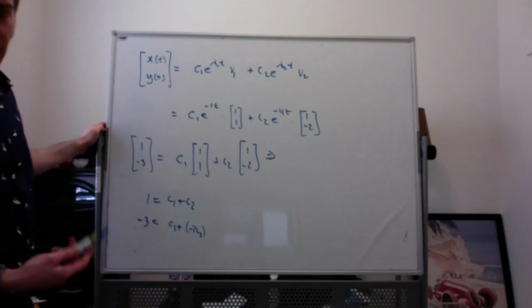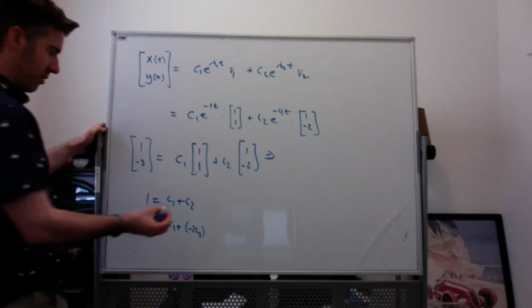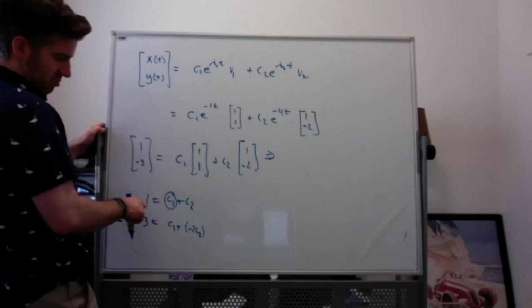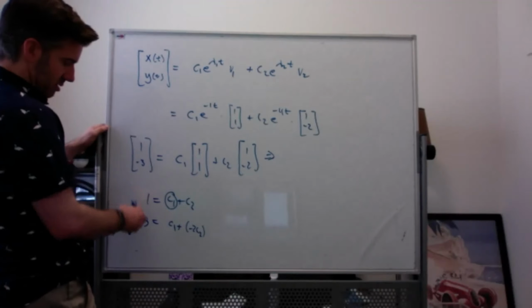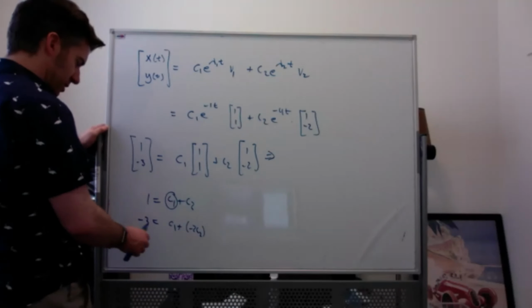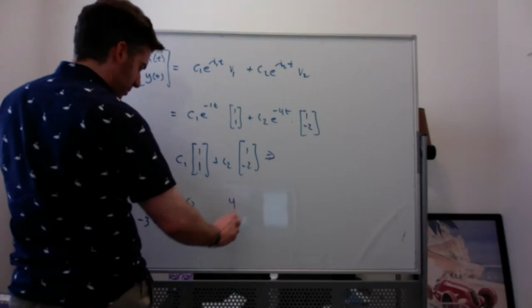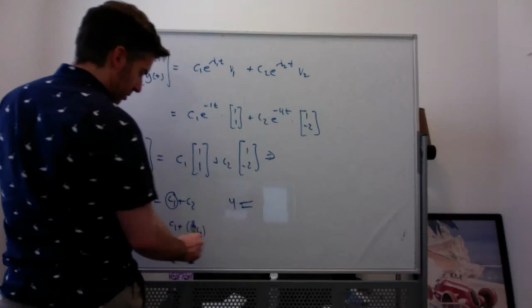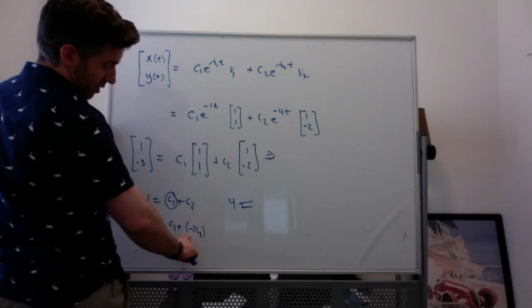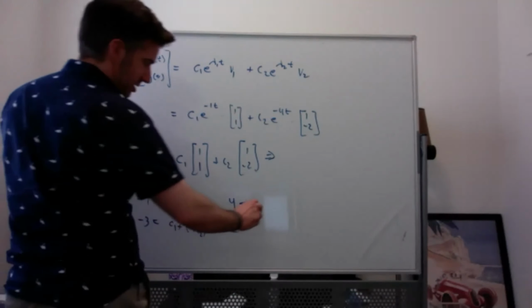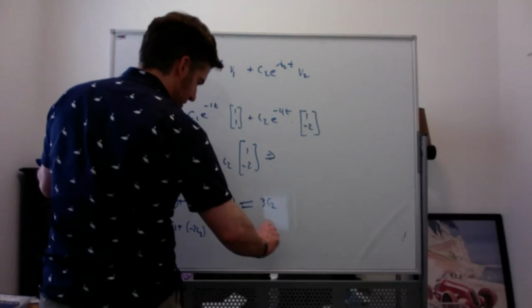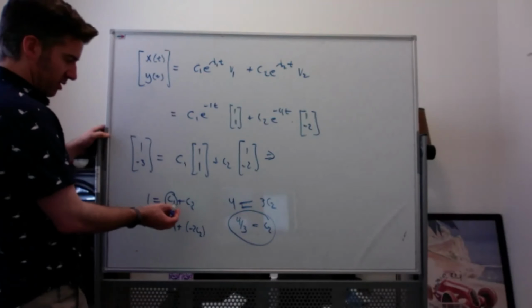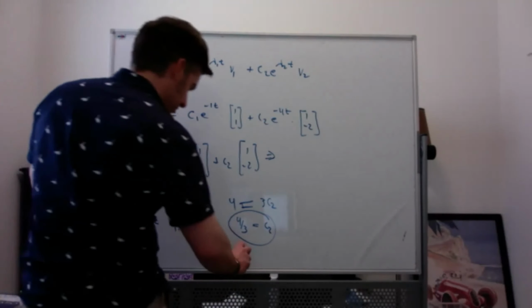And then you can solve this in whatever way you find most convenient. I would probably isolate C2 here. If I do negative the first equation plus the second, negative 1 plus negative 3 is negative 4... well, working it out: 2C2 plus C2 is 3C2, and I end up with C2 equal to 4/3. And then if C2 is 4/3, C1 has got to be negative 1/3.